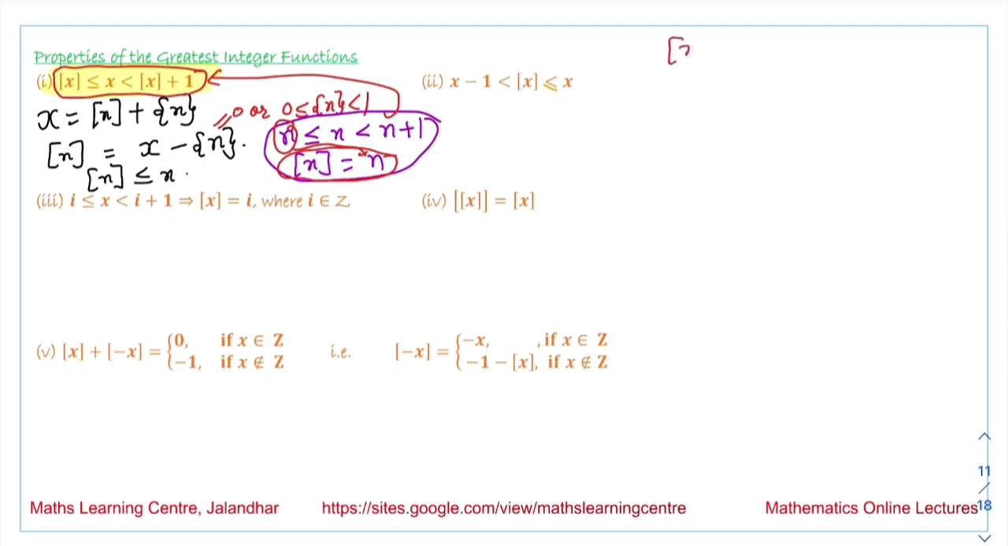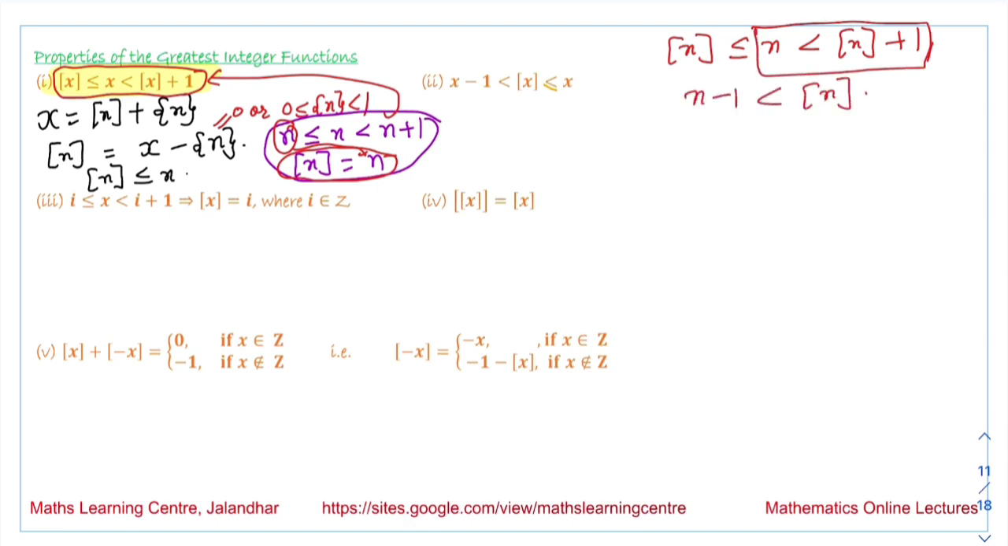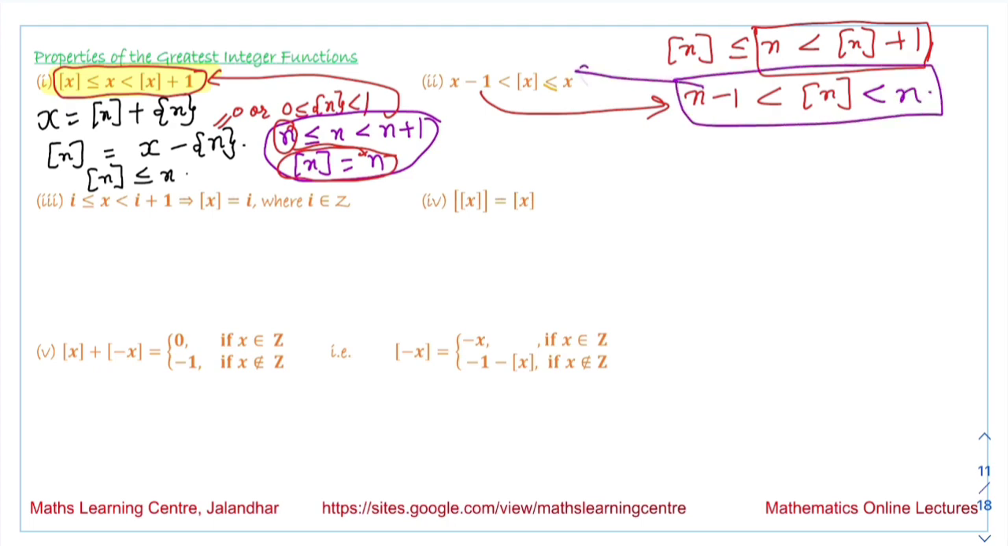Now we have greatest integer of x is less than or equal to x, which is less than greatest integer of x plus 1. Now look at this condition over here. What we get is that x minus 1 is less than greatest integer of x, and this is less than or equal to x. This part we have already seen. Next we have: if I is less than or equal to x, which is less than I plus 1, then greatest integer of x is equal to I, where I belongs to Z. This property we have already seen during the definition of the greatest integer function.